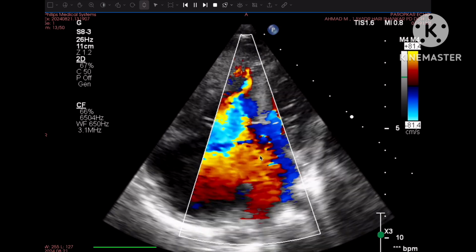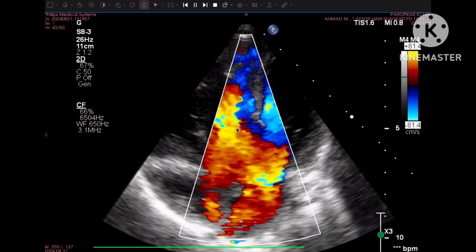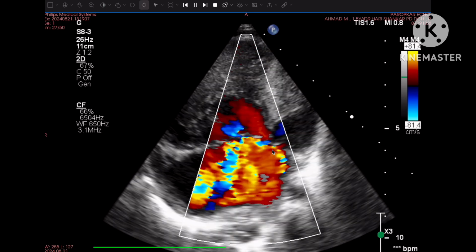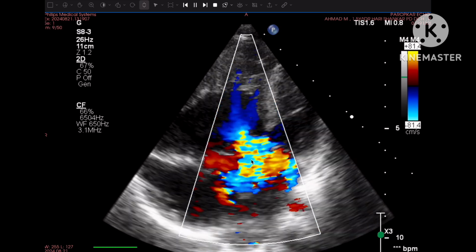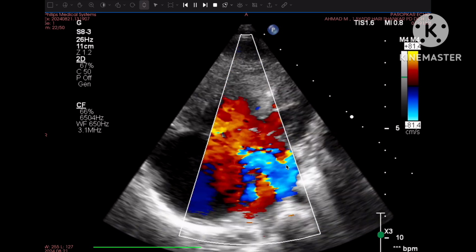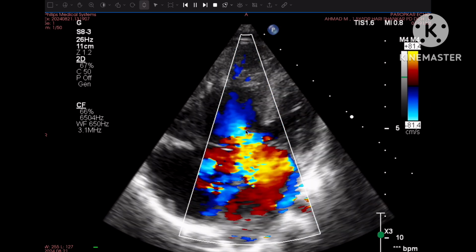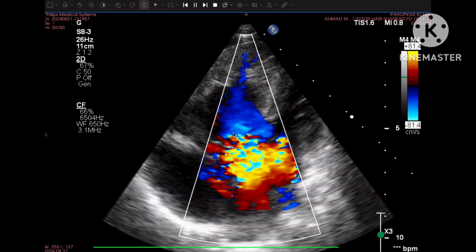Next, color Doppler. In this case the most important point to know is how much regurgitation is happening across this tricuspid side and mitral side. You can see the tricuspid side has severe regurgitation and the mitral side has mild regurgitation. You can see this mitral side, this is tricuspid side. So you have to find out regurgitation.